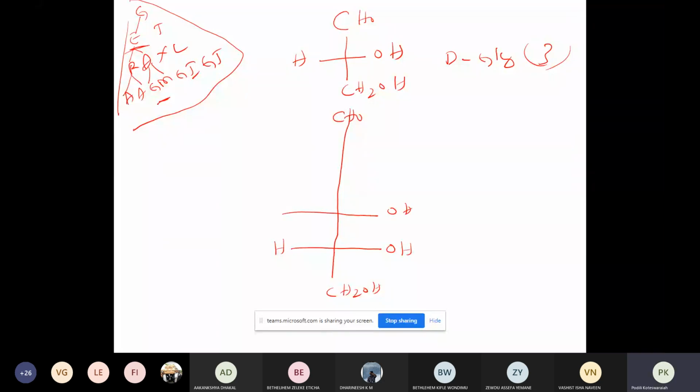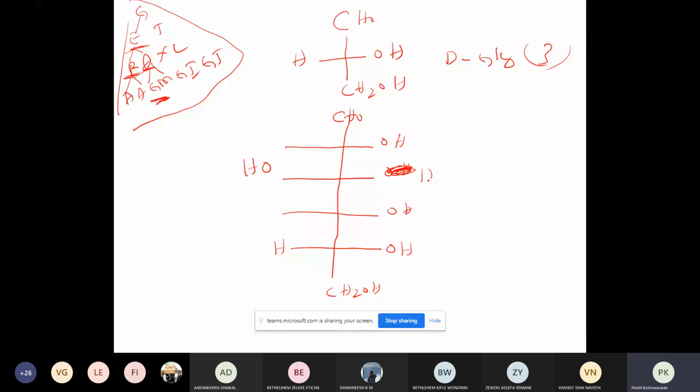Again, it is a tetrose. When you introduce one more carbon and again place the hydroxyl group on the right side, we get ribose. This is the structure of the ribose. If you place the hydroxyl group on the left instead of the right, then we get arabinose. And from the arabinose, when you introduce one more carbon and place the hydroxyl group on the right, then we get glucose. So this is the structure of the glucose.